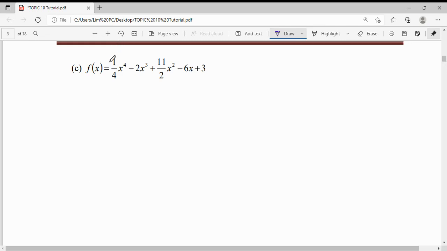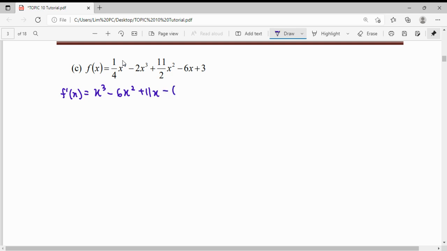For this question, this function, for the first part, we are going to find out its critical value. So for question C, we're going to find out the critical value by finding its first derivative. So power move to the front, power minus 1 will give us x cubed. And then power move to the front will give us negative 6, power minus 1 becomes square. Then power move to the front is 11, power minus 1 becomes x.